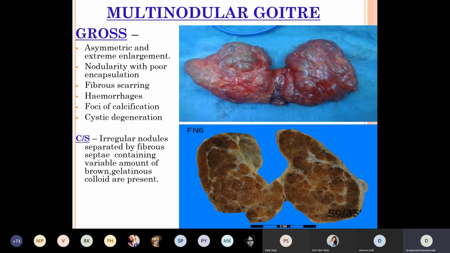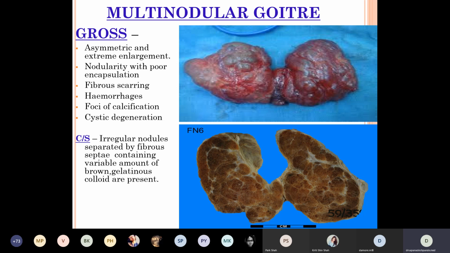So the area will be reddish when we cut open. Foci of calcification: how will calcification look? It will look hard and gritty to cut, and it will look white in color. So that is calcification. And sometimes there is cystic degeneration. After a long time, the goiter has some degenerative changes.